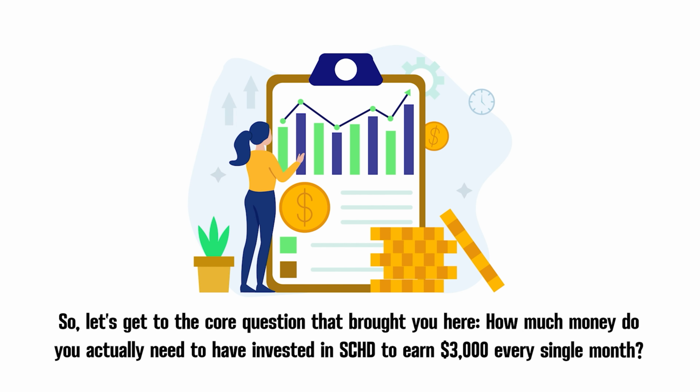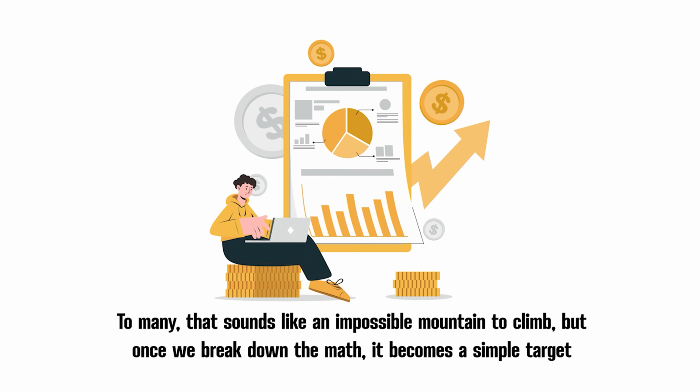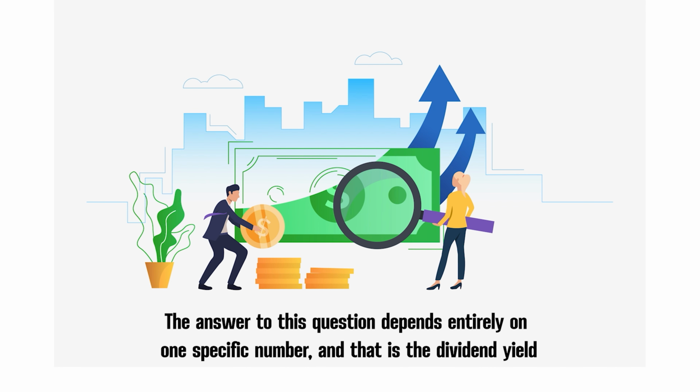So let's get to the core question that brought you here. How much money do you actually need to have invested in SCHD to earn $3,000 every single month? To many, that sounds like an impossible mountain to climb, but once we break down the math, it becomes a simple target. The answer to this question depends entirely on one specific number, and that is the dividend yield.